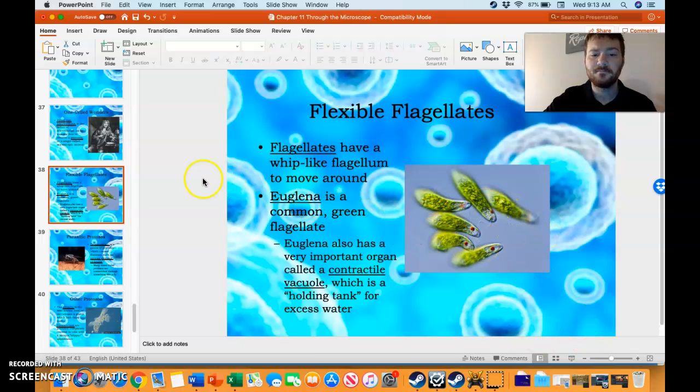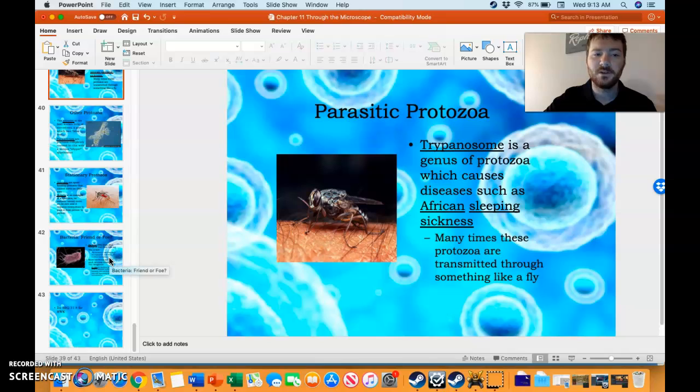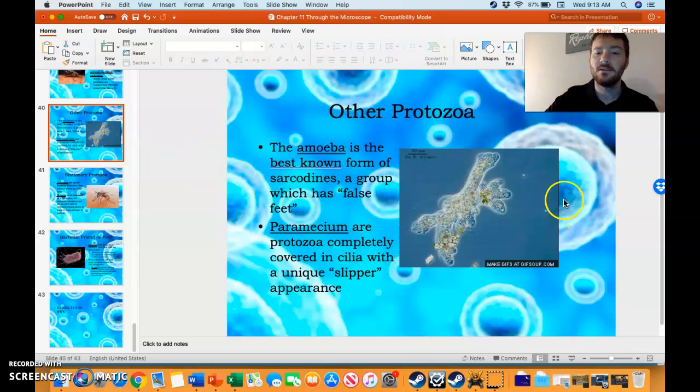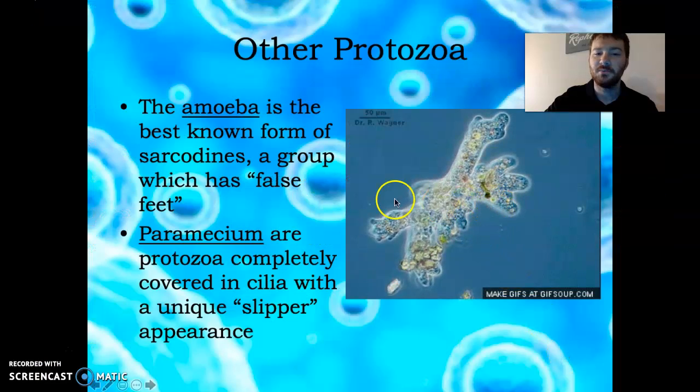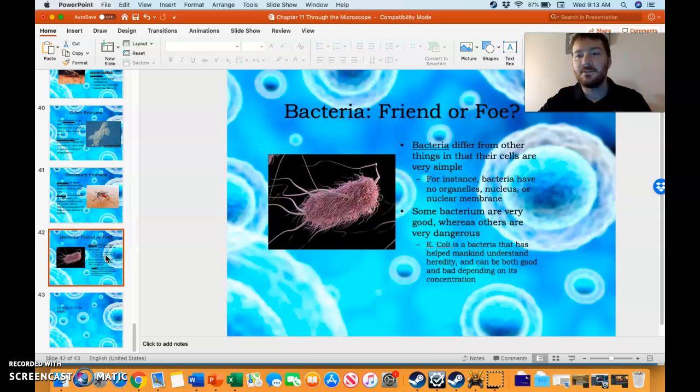From Euglena, which are very small green flagellates, to trypanosome, which can be transmitted through flies and cause other sicknesses, to the amoeba, which crawls around. I have a GIF of that. Looks very cool. And many other things like malaria and bacterium.